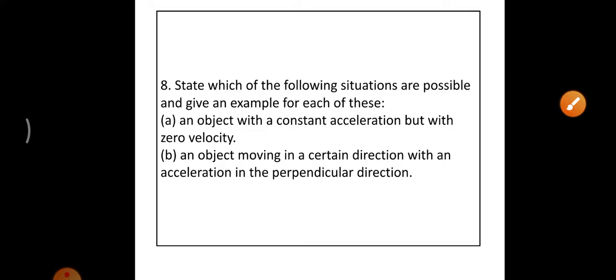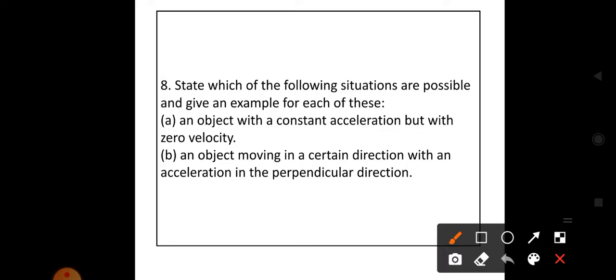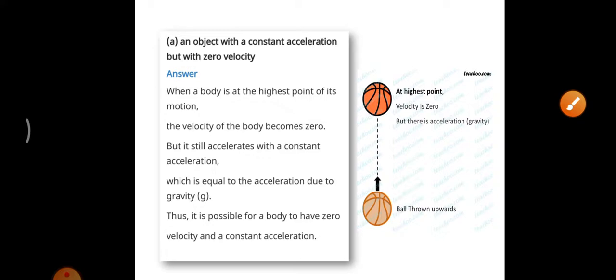The next question, state which of the following situations are possible and give an example for each of these. A, an object with a constant acceleration but with zero velocity. B, an object moving in a certain direction with an acceleration in the perpendicular direction. You have to say whether this situation is possible or not. If it's possible, you have to give an example. We will see the answer.